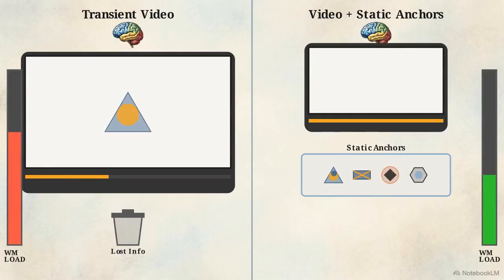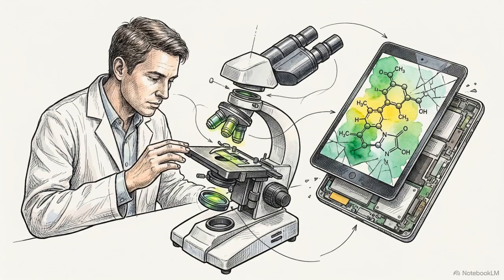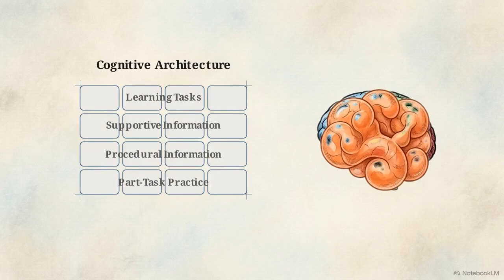The student's working memory is forced to hold on to vanished fragments while processing new ones. On the right, optimal learning. The video is short and accompanied by static, persistent visual anchors that remain on the screen. Theory must never be memorized in a vacuum. It must be a permanent, searchable resource the student can apply exactly when solving a task.